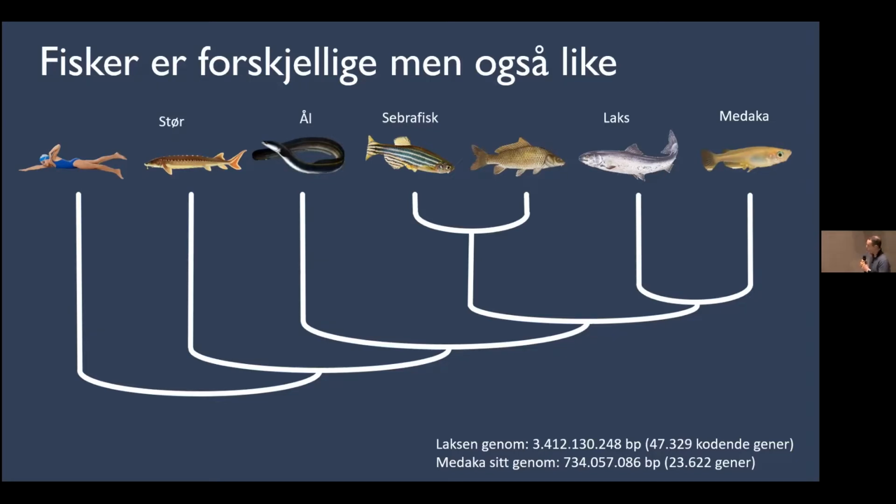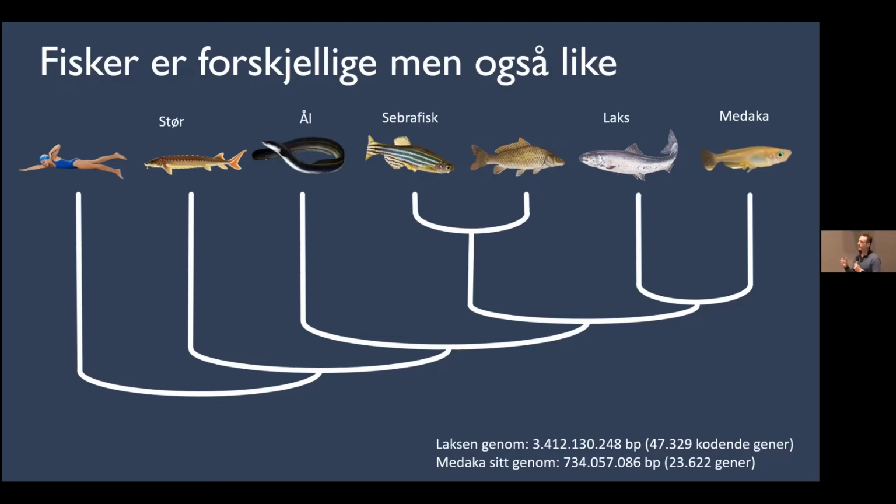And fish, of course, are not all the same. They are different depending on where they come from and the lifestyle that they have. But they're also similar in many aspects. If you think about this fish here, that shares about 70% of its genetic code with humans, you can easily understand how fish are similar to each other.